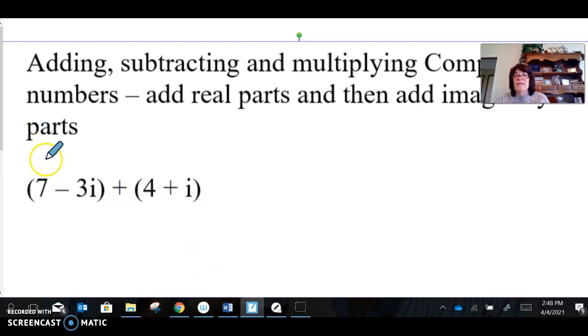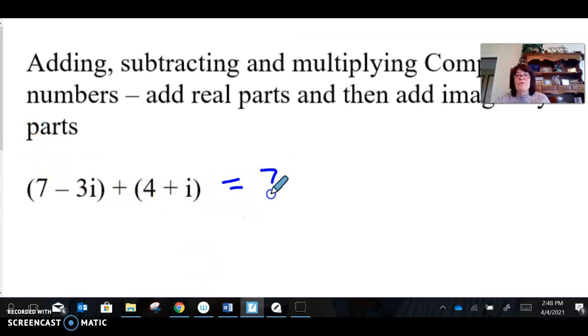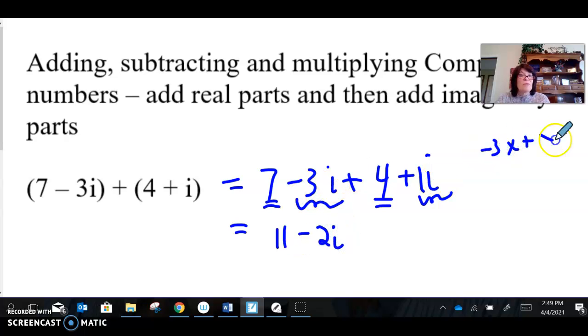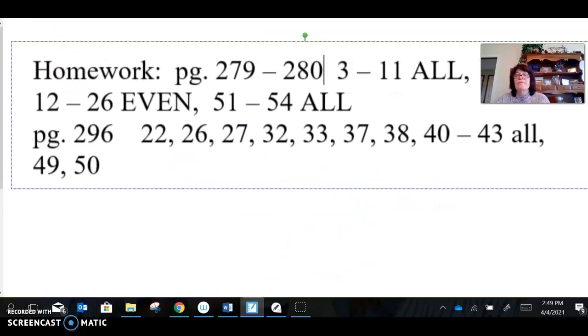Adding and subtracting isn't too bad. You just add the real parts and add the imaginary parts. It's very, very similar to just combining like terms in algebra. 7 and 4 is 11. Negative 3i plus 1i would be negative 2i, just like negative 3x plus 1x is negative 2x. You just kind of carry the i along when you're adding and subtracting.